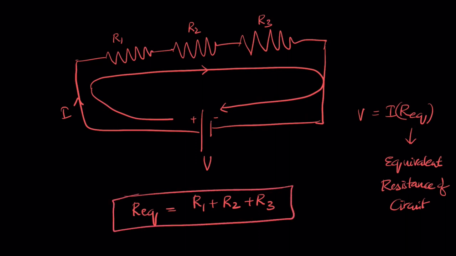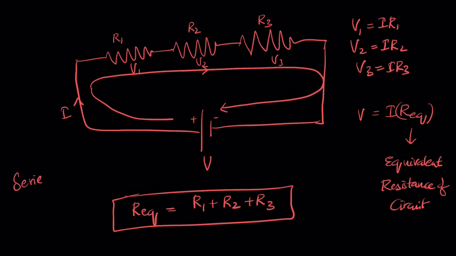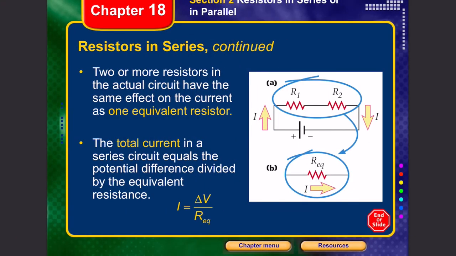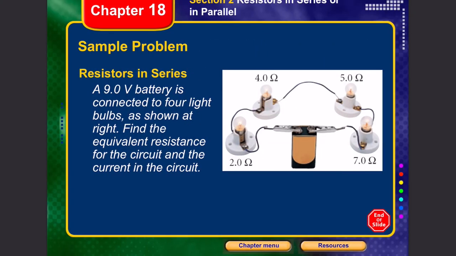If you want to find the individual voltage on each of them, you have V1, V2 and V3. So V1 becomes IR1, V2 becomes IR2 and V3 becomes IR3. The main point to remember is that in a series circuit, the current is equal across all the resistors. So if there are four resistances, we'll add up all those four resistances. If there are five, we'll add up five of them. So for example, we have two of them here. We have combined this to form the coupled resistance. Now the current flow here is delta V by R equivalent. So you can calculate. So let's try this example here.